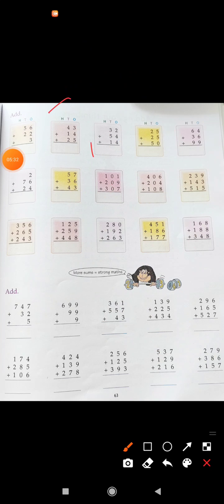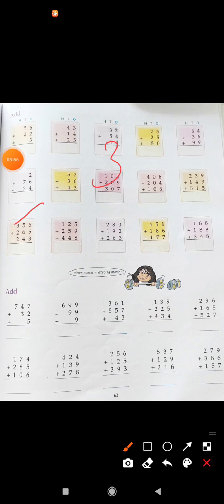Now next, 43 plus 14 plus 25. This is tens, this is ones. Add the ones. 7 plus 5, 12. Write 2 here, take 1 carry on tens. Add the tens. 5 plus 3, 8. The answer is 82.